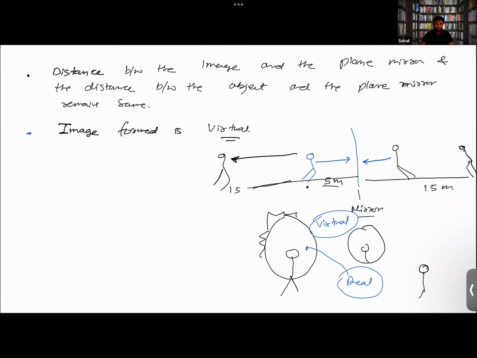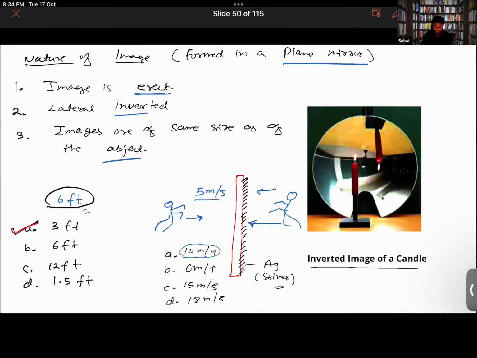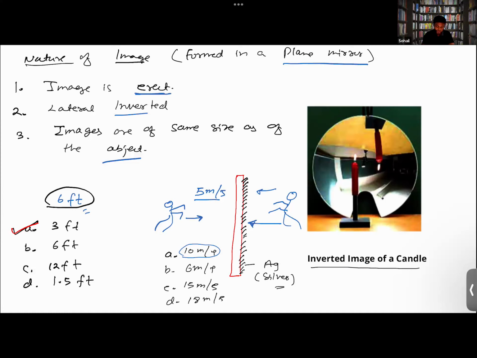I said in the previous class that regarding the plane mirror, you will always get an erect image, that is upright, not inverted. Lateral inversion can be seen, by the way. If you raise the left hand, you will see the right hand in the plane mirror. Images are also the same size as the object. And in order to get the full body image in a plane mirror, we need a mirror at least half the size of the person. Getting what I'm trying to say?